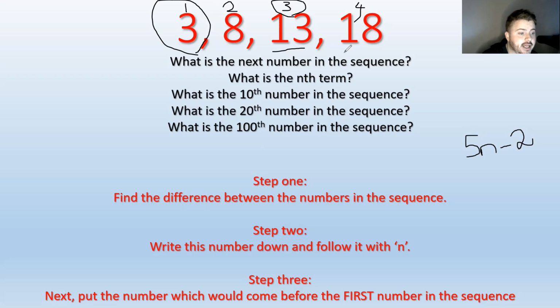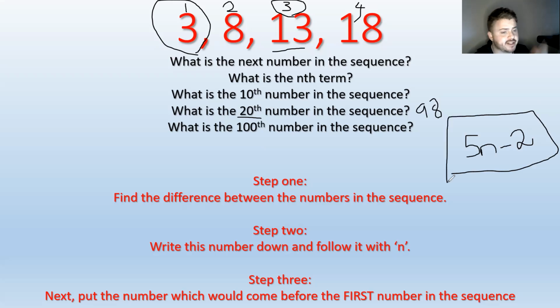So let's do the 20th number this time. To find the 20th number, I just need to do 5 multiplied by 20. 5 times 20, or 20 times 5, is 100. Subtract 2 is 98. So I know what the 20th number is, 98. And indeed, I know any number in that sequence just by using the nth term. So I can find out the 1000th number, the 75th number, the 138th number. I can find out any number in that sequence if I just do the maths, okay?